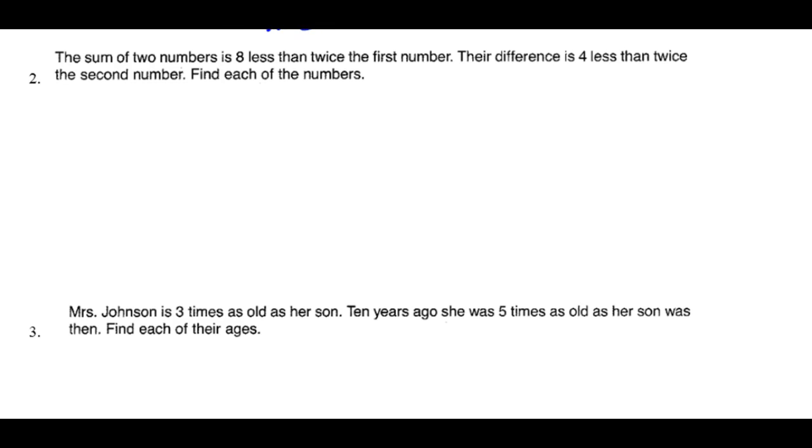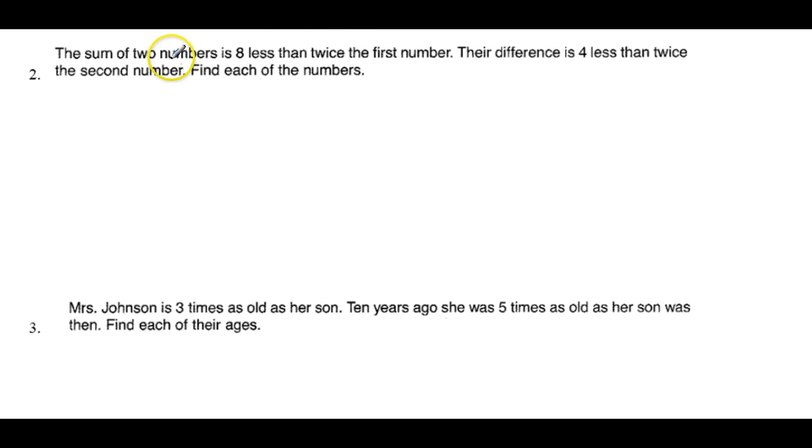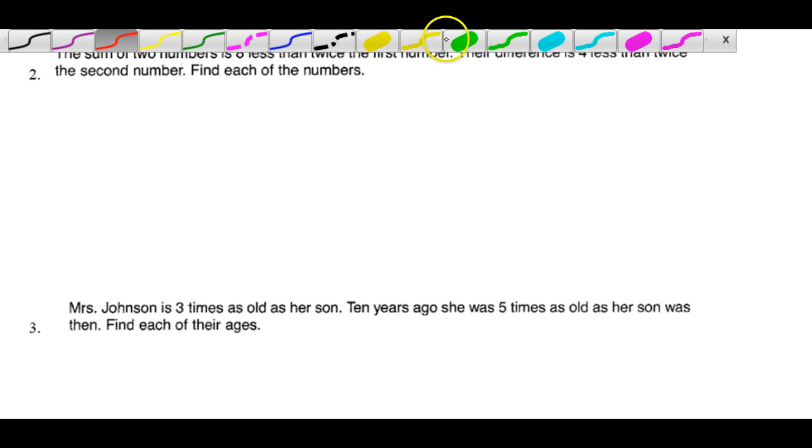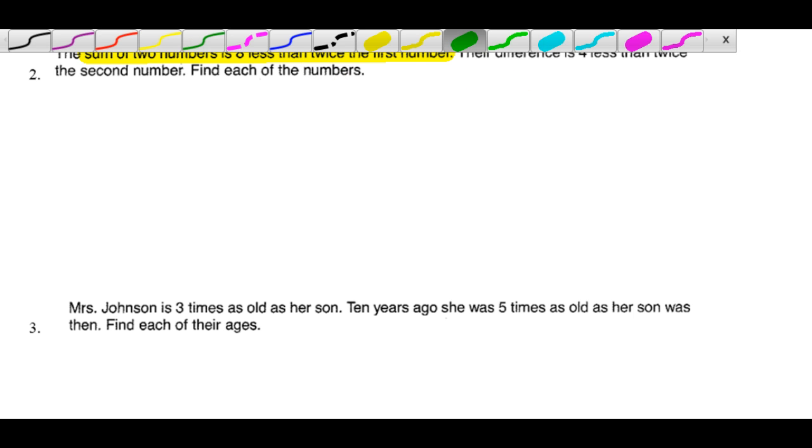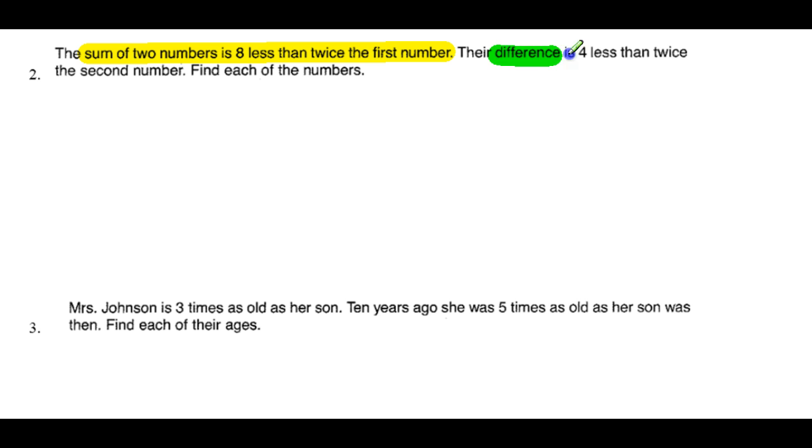Alright, let's try another one here. Number 2. The sum of two numbers is 8 less than twice the first number. Their difference is 4 less than twice the second number. Find each of the numbers. This problem is kind of like the first one because we're finding two numbers, but it's more complicated. Here's what's important. Sum of two numbers is 8 less than twice the first number. That's all one equation. Second equation, I'll use a different color. So second equation will be the difference is 4 less than twice the second number.